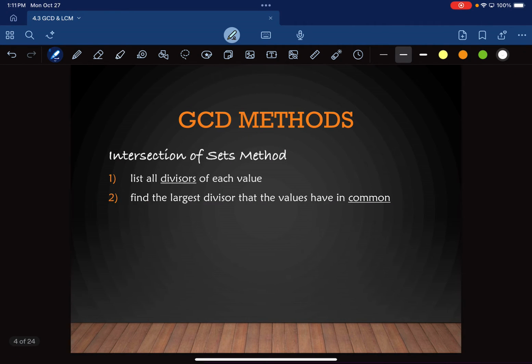The first one we're going to look at is called the intersection of sets method. In this method, what we do is we list all the divisors of each value. Notice it didn't say all prime ones. We're going to list all of them, all the divisors, and we simply find the largest divisor that they have in common.